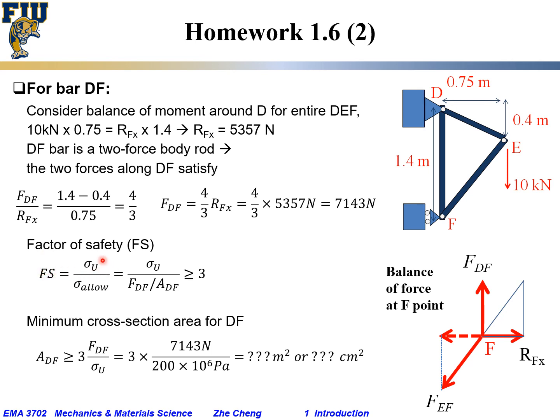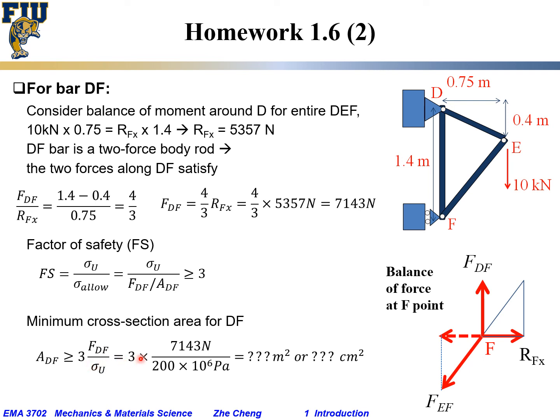Factor of safety would be ultimate tensile strength divided by allowable stress. And the allowable stress for this DF rod would be the force over the normal cross-section area for DF, to be greater than 3. As a result, because ADF is in the denominator of the denominator, you flip it up, so the normal cross-section area for DF would have to be equal or greater than 3 times FDF divided by sigma u, our ultimate tensile strength.